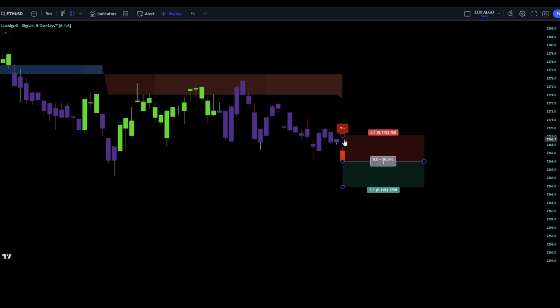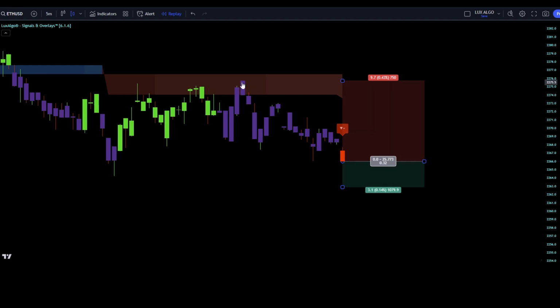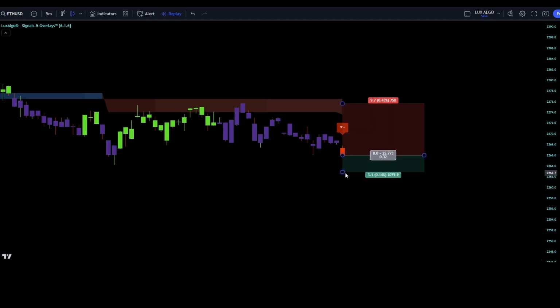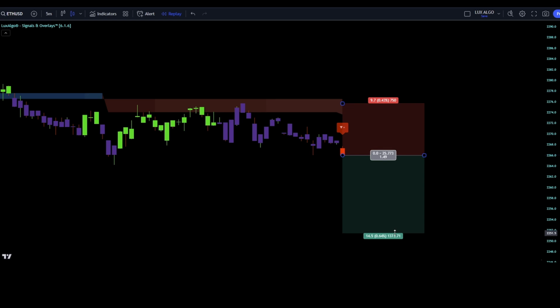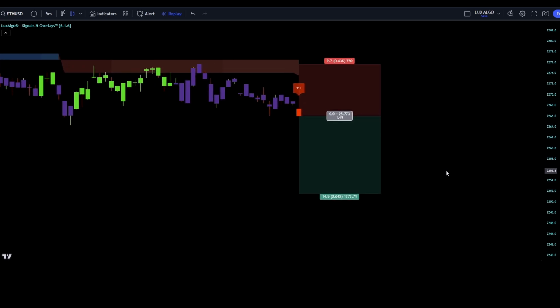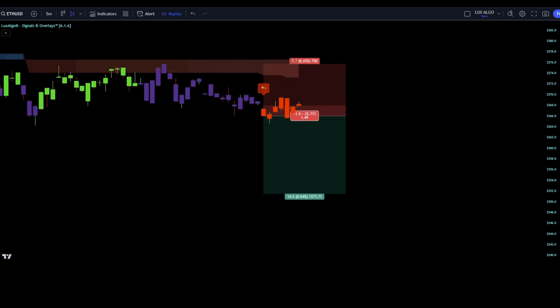Let me show you another example for a valid short entry signal. So let's check 3 easy steps. Red colored Neo cloud, strong sell signal, red colored candle. Stop loss at the recent high, and we are targeting a 1 to 1.5 risk reward ratio.